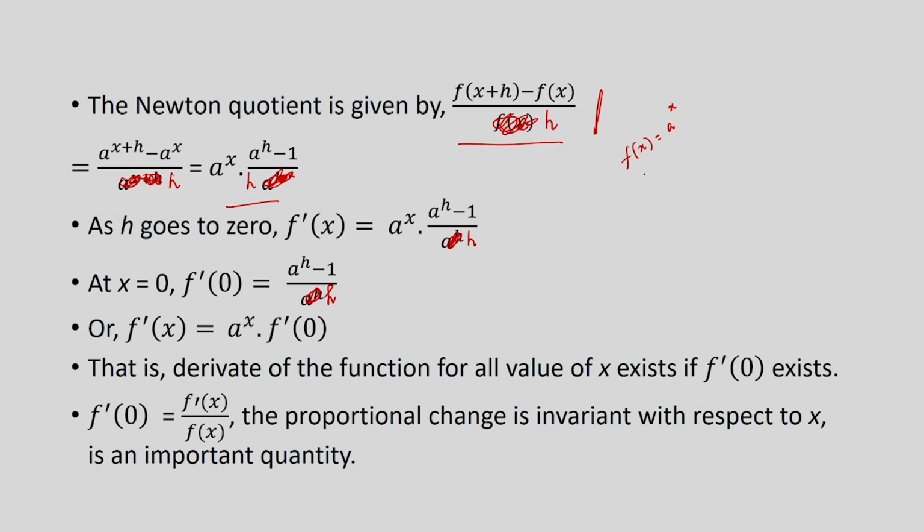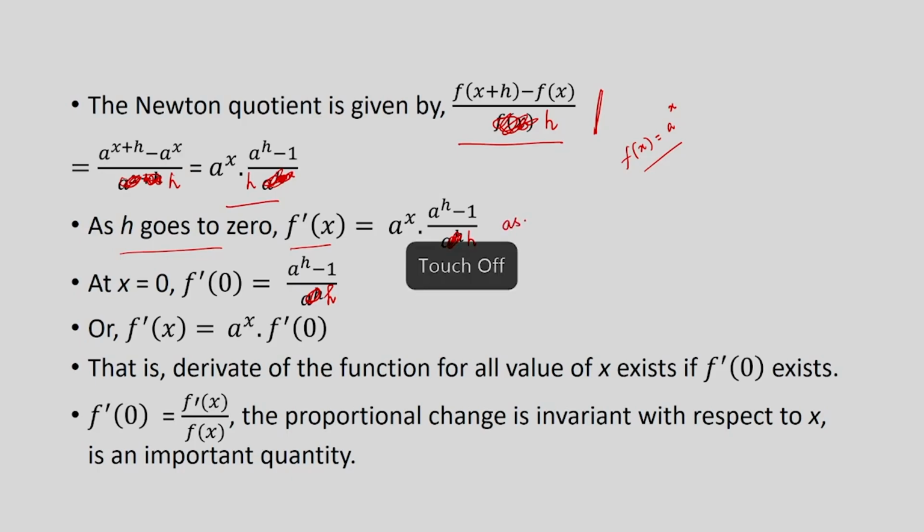Now in this case, since f(x) is equal to a to the power x, it will be a to the power x plus h minus a to the power x, divided by h, and then in the next step we take a to the power x common, and so we have the term a to the power h minus 1 divided by h. Now as h goes to 0, we know that we get the derivative, right? That is the definition of derivative. Therefore f dashed of x is given by a to the power x multiplied by the limit of a to the power h minus 1 divided by h as h goes to 0.